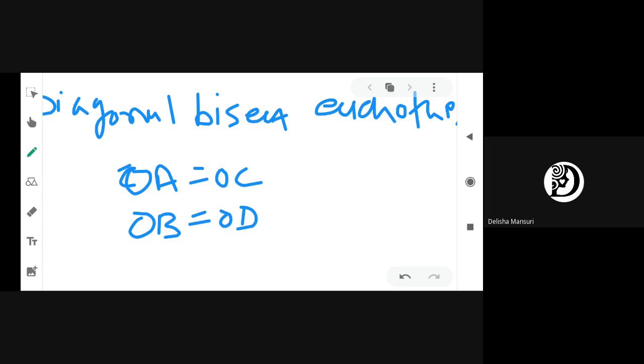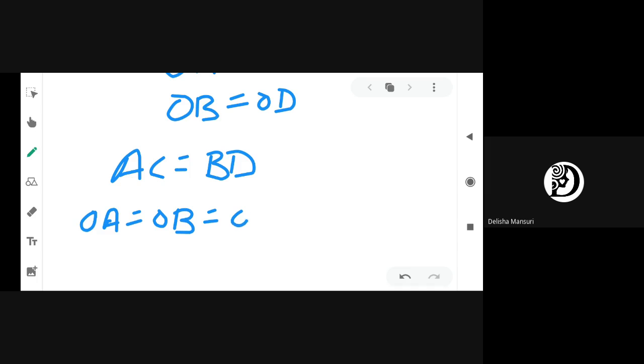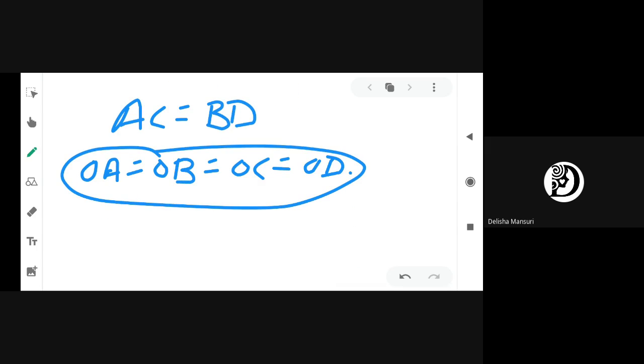Yes. Now another property of the diagonals of a rectangle: the lengths of the diagonals are equal. So AC is equal to BD. Both diagonals are of equal length. It means if AC and BD are equal, all the parts are equal. So OA is equal to OB is equal to OC is equal to OD. So what is the meaning of this statement? O is equidistant from points A, B, and C. Hence proved. Okay? Yes or no?